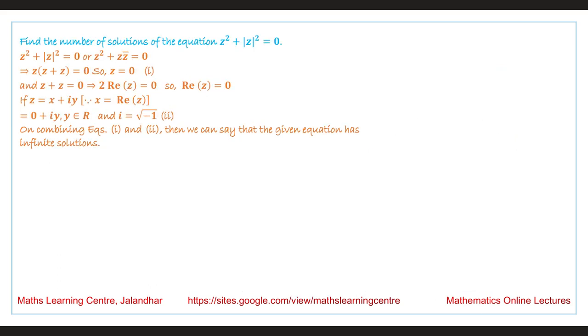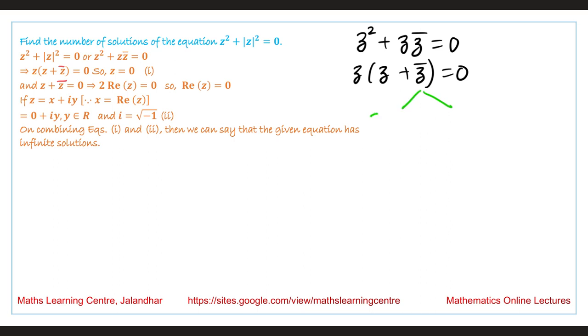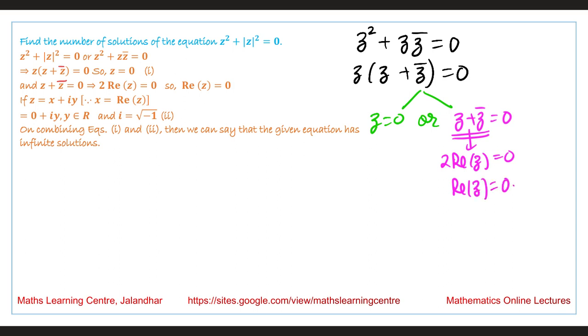Next is to find the number of solutions of the equation z square plus mod z square is equal to 0. We can write this equation in the form z square plus z into z bar is equal to 0. So this becomes z into z plus z bar is equal to 0. This gives us two cases: either z is equal to 0 or z plus z bar is equal to 0. z plus z bar is basically 2 times the real part of z, which is 0, so the real part of z is equal to 0.